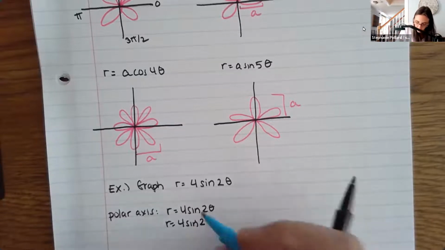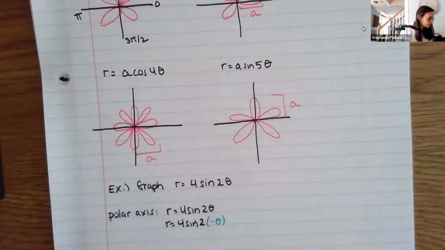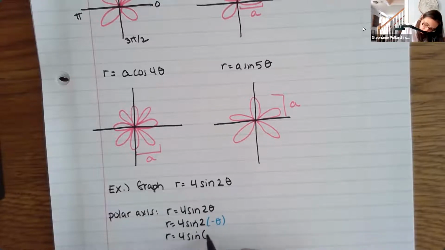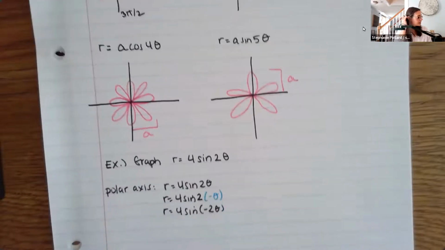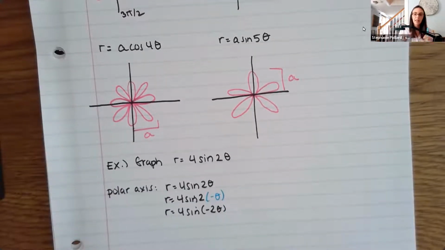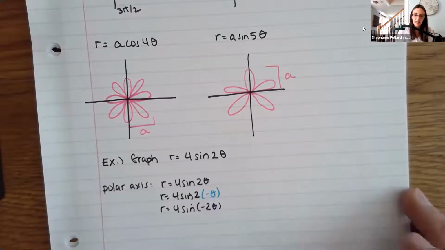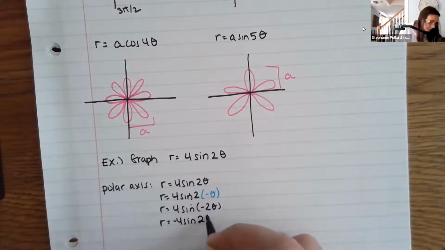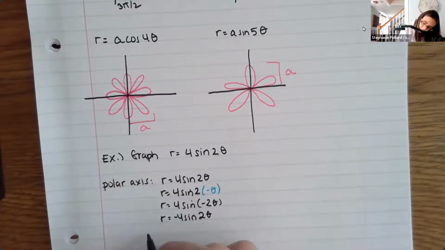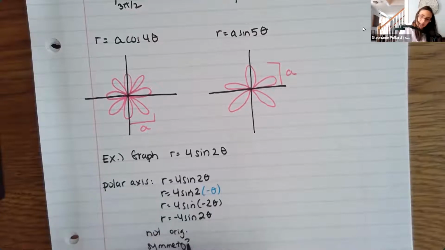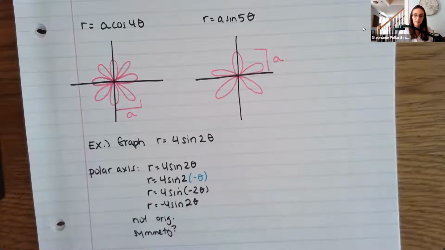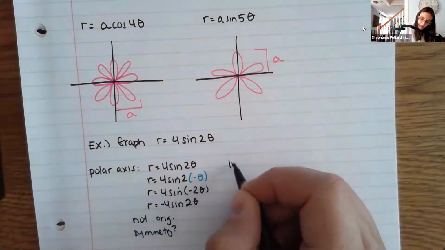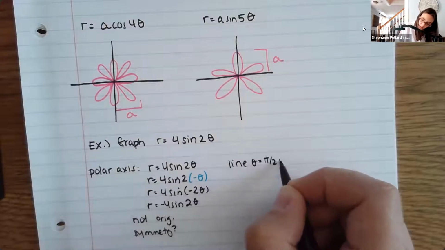So we replace theta with negative theta here. So really it's negative 2 theta on the inside as well instead. But again, that negative sign comes out, since sine of negative 2 theta is not the same as sine of 2 theta. So this is not the same. So again, I really don't know anything about whether there is symmetry with the polar axis or not. We're not sure yet. I can test with the line theta equals pi over 2.